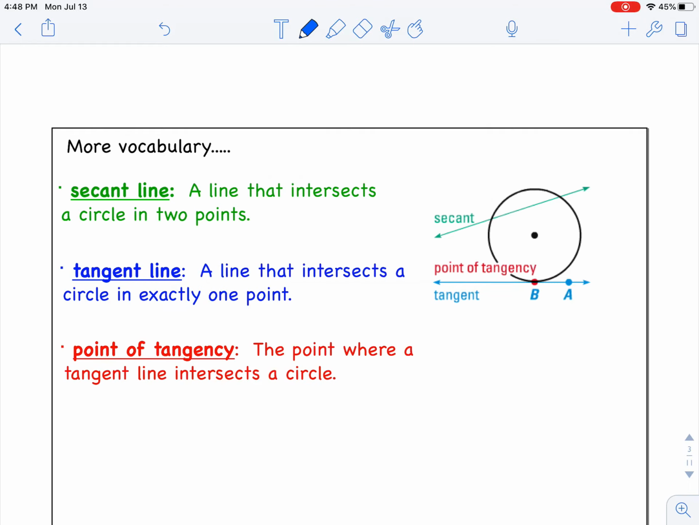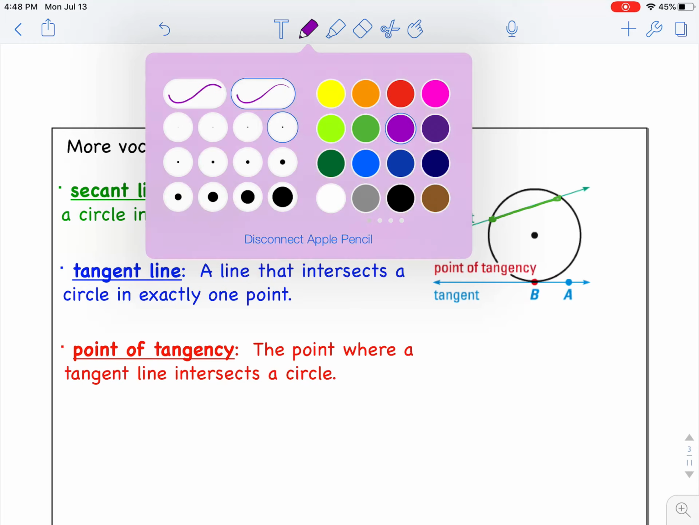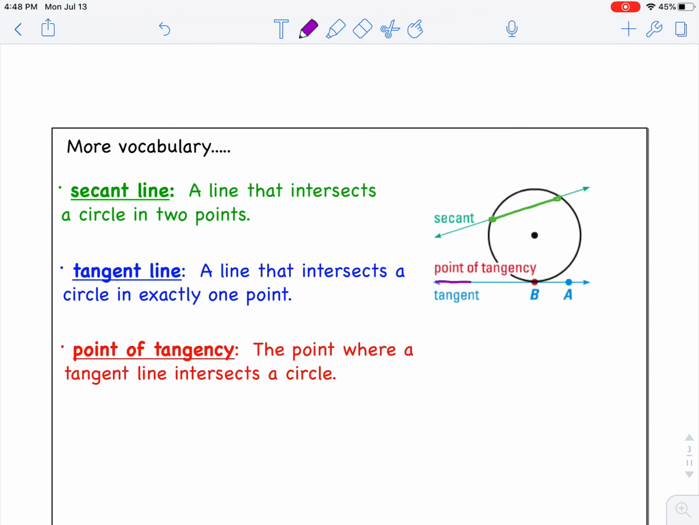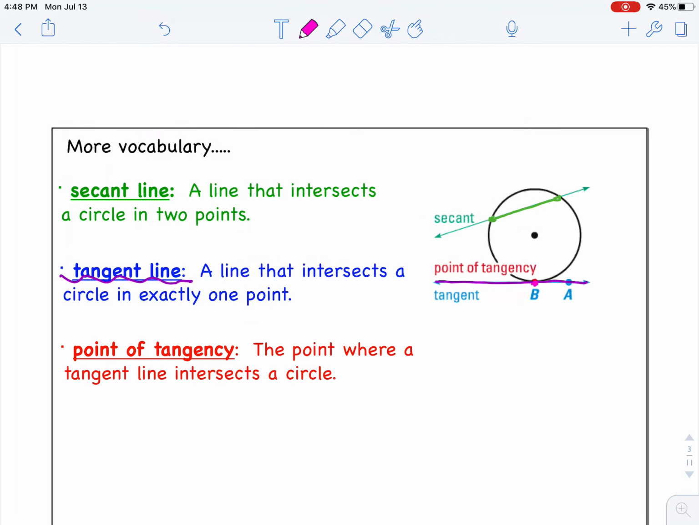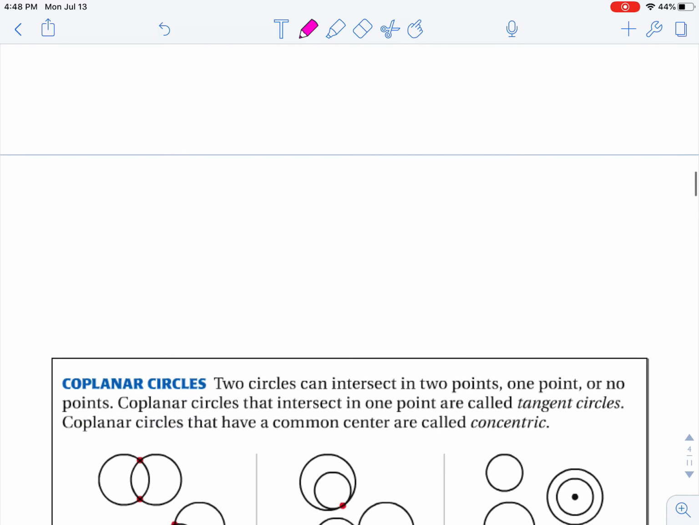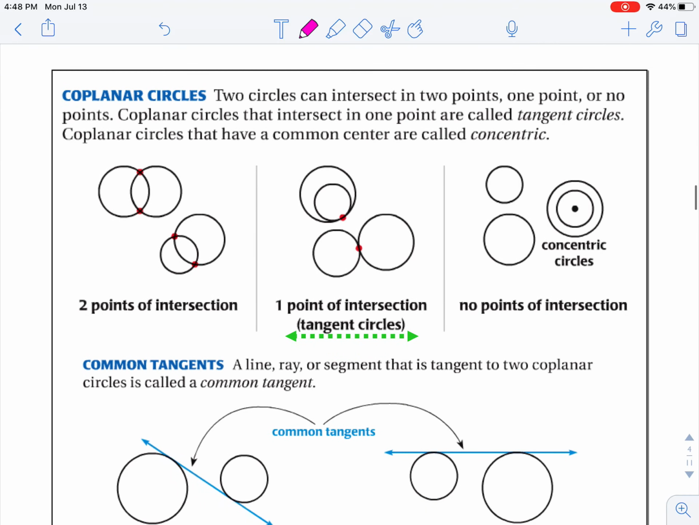And here's some additional vocabulary. We have a secant line. So basically a secant line is just a chord that is extended. So you have the original chord, and then when you extend the chord, you get a secant line. And then the tangent line is a line that intersects a circle in exactly one point. And that point is called the point of tangency. So there's our tangent line. And again, we call that point the point of tangency.